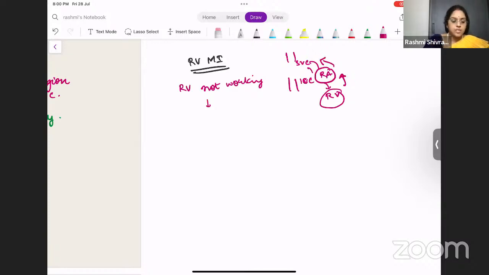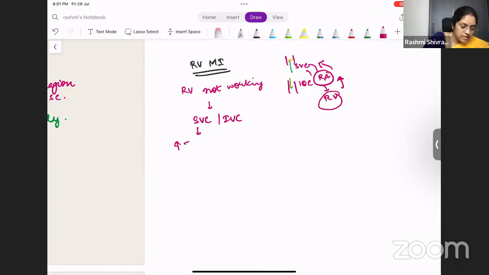It has to obviously transmit the pressure into the SVC or the IVC. Isn't it? So there is pressure in the SVC or the IVC. So what happens because of that when the SVC or IVC is affected? When there is engorgement of blood in the SVC, what do we have? We have the increased JVP. Elevated JVP will be there because of the increase in this SVC pressure. Okay? Because of the increase in the SVC pressure, we have elevated JVP.